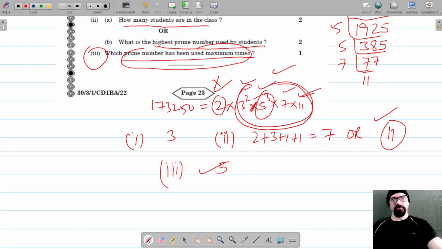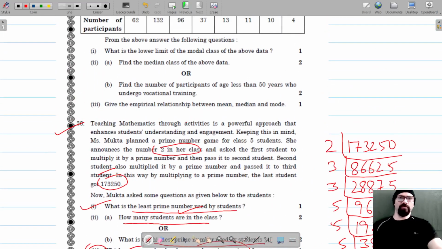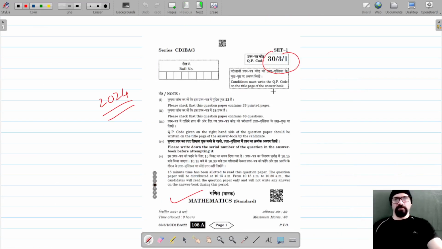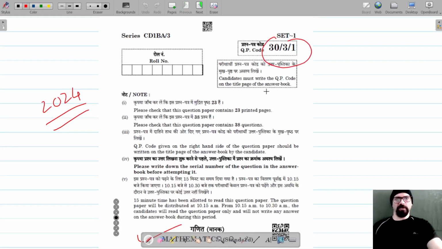And with this, we have solved this question paper, which was the third set of 2024.